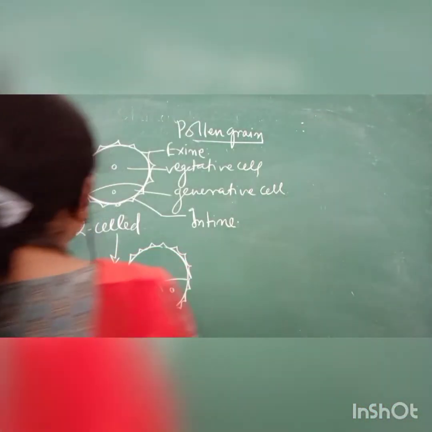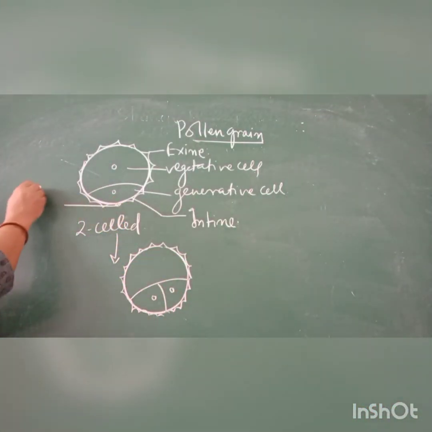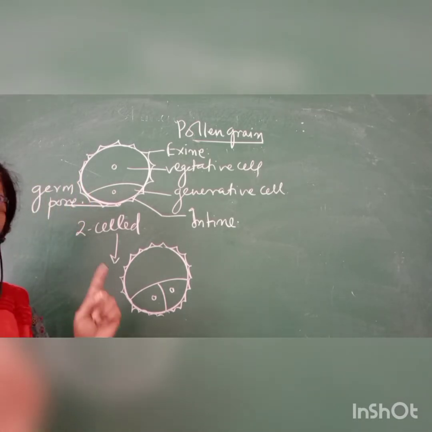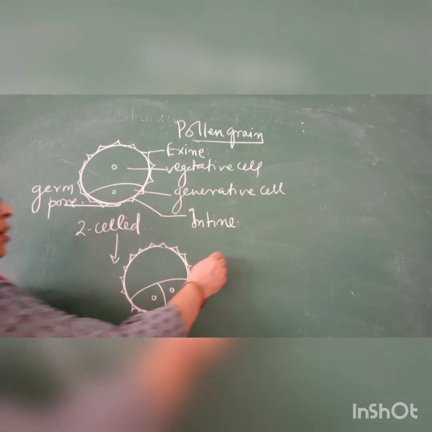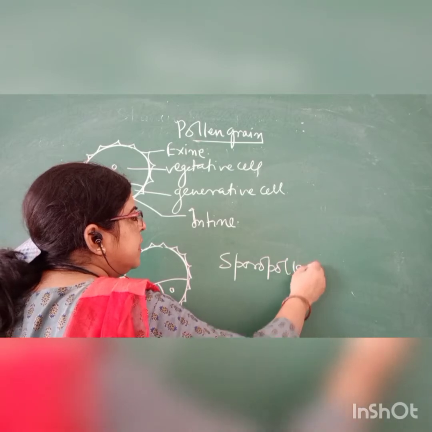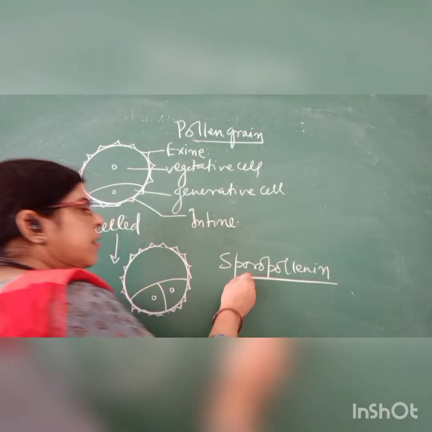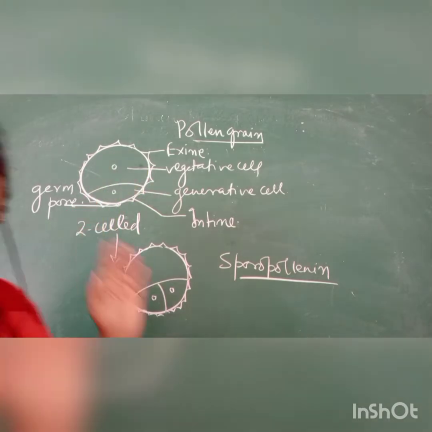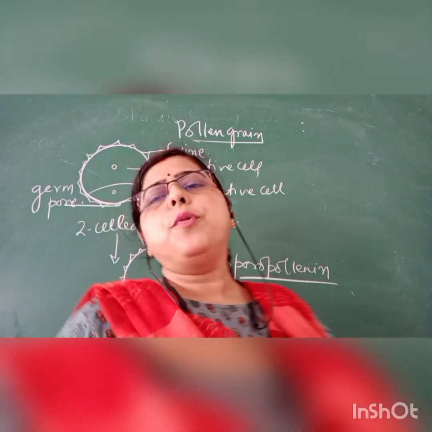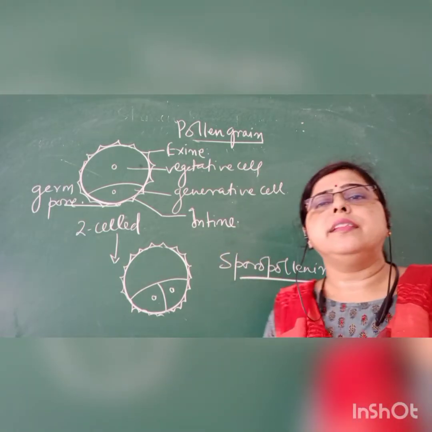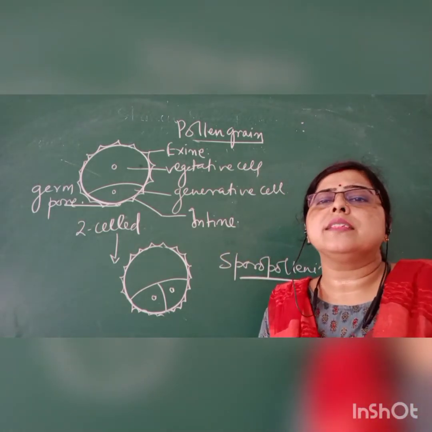A pore is present here. This pore is called what? Germ pore. One very important thing is the role of this sporopollenin. It is very important. The exine is made of sporopollenin, and that is why we can preserve this pollen grain as a fossil.